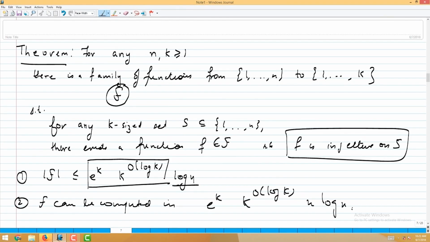So this is the theorem. The good thing is again that the size of this family is bounded. Of course, I can give you a family, there is always such a family, but this is the non-trivial part, that there is a family of this size and it can be computed in this much time. And again note that this is nothing but some function f of k.